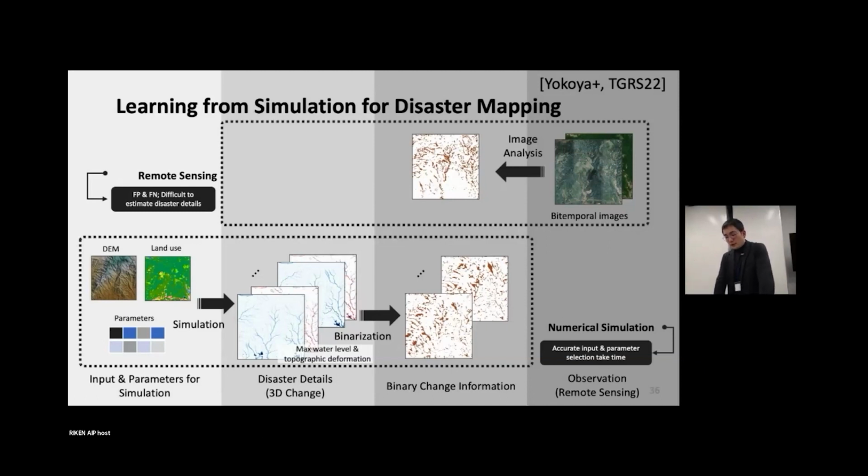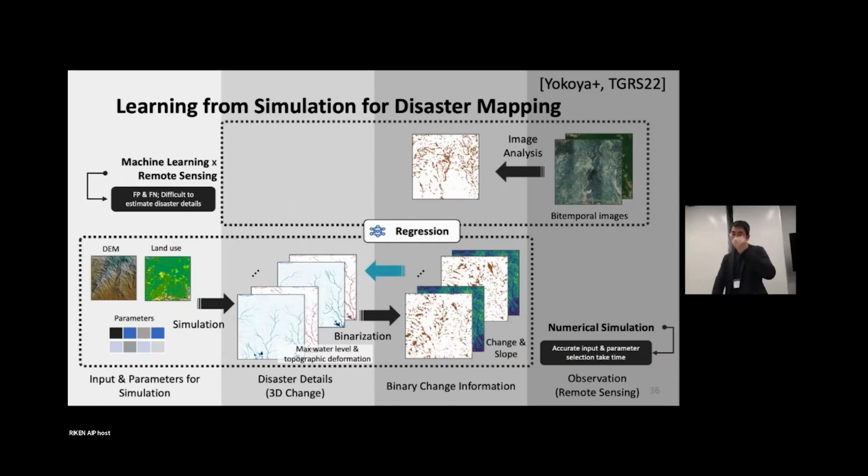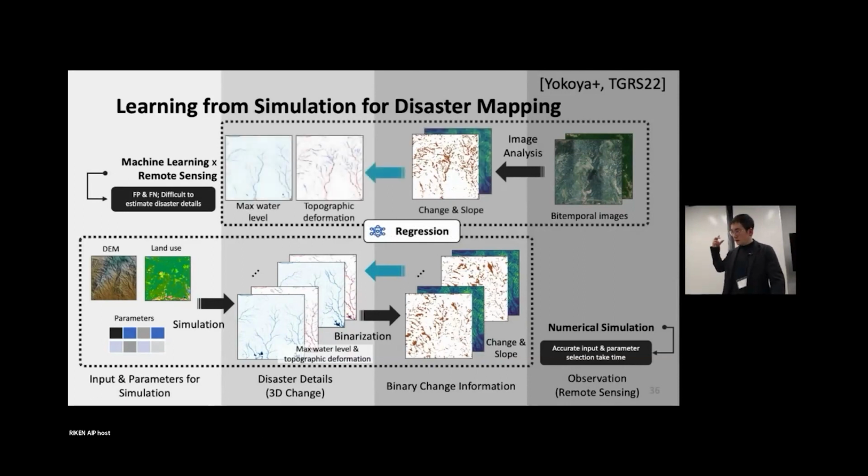So we try to combine the advantages of these two approaches through deep learning by considering simulation data as training data, by constructing regression models using binary change and topographic data as input, and then output the maximum water level or topographic deformation map. Once this regression model is trained, we just need to input binary change information together with topographic data, which is available in this country.